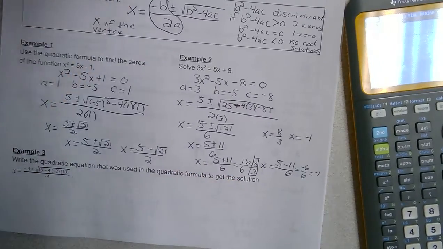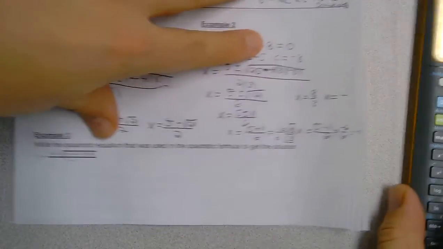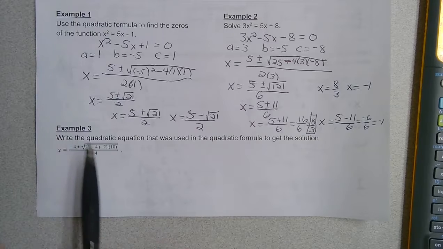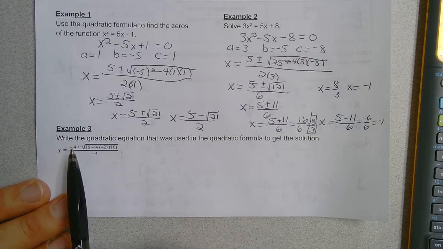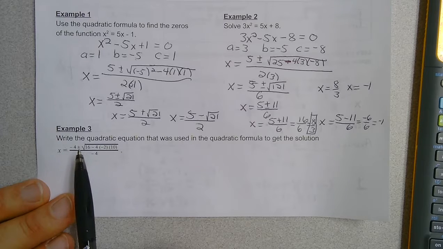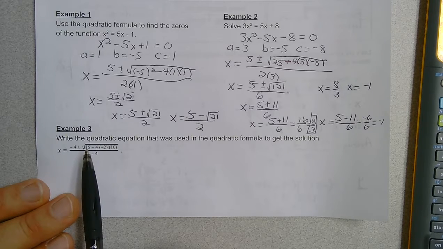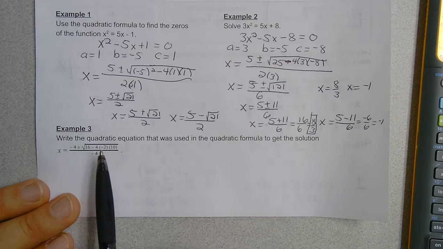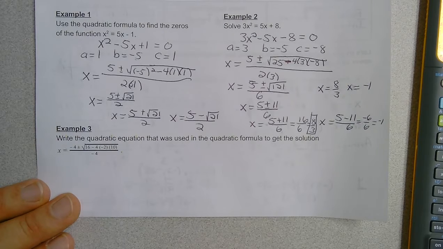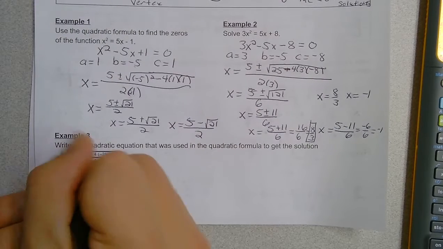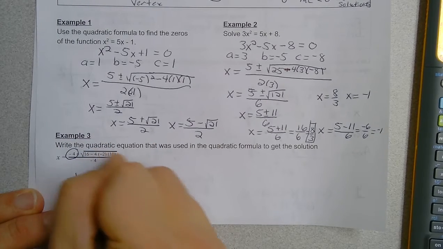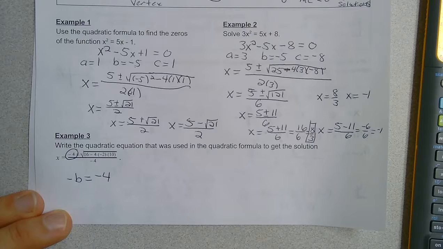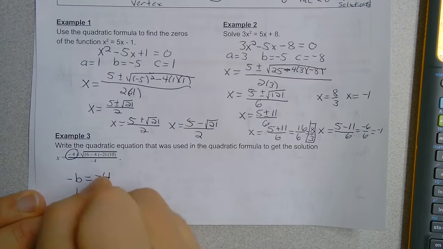And looking at our last problem, we're going to write the quadratic equation that was used to get the solution to x equals negative 4 plus or minus the square root of 16 minus 4 times negative 2 times 10. In looking at this, I know that negative b equals negative 4. So I can conclude that b equals 4.